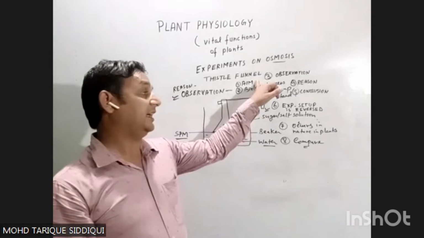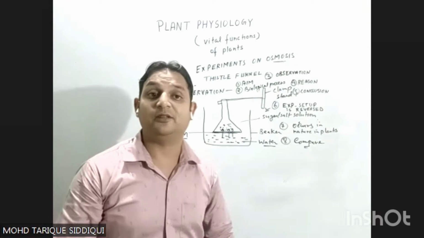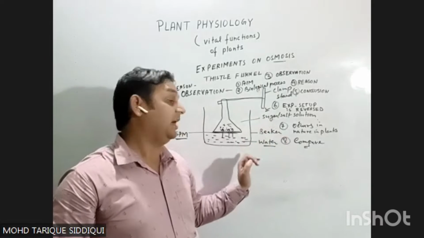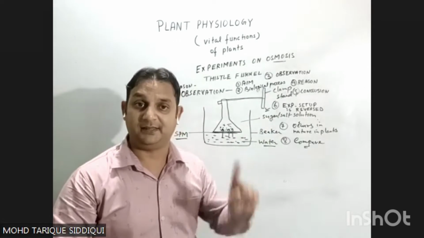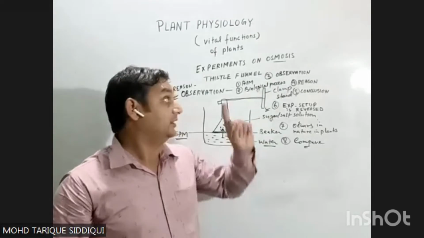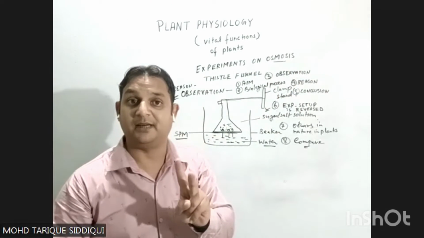All right, so aim of the experiment. What is the aim of the experiment? The aim of the experiment is to demonstrate that water molecules move from hypotonic to hypertonic solution through a semi-permeable membrane. Name the biological process. Either you will write osmosis or endosmosis. In both you have the marks.